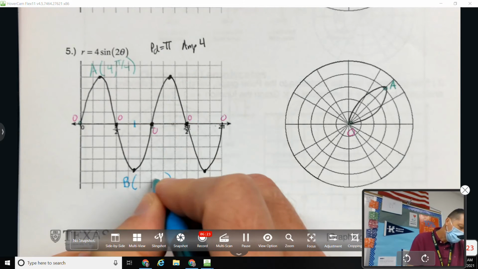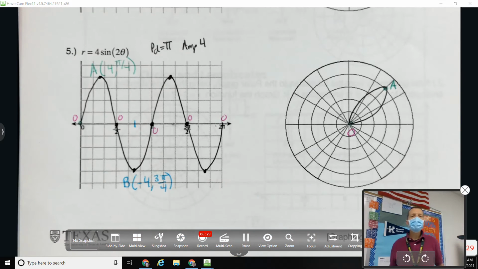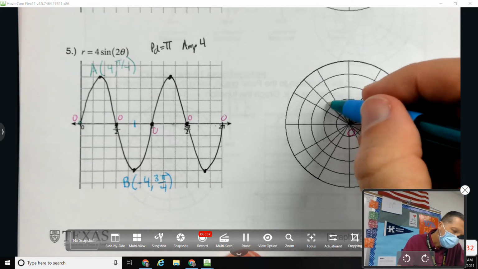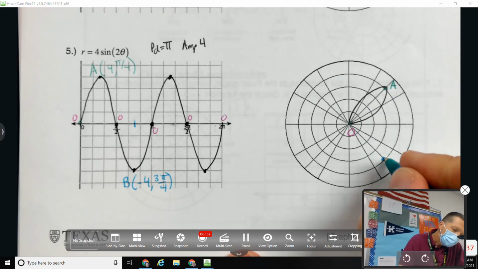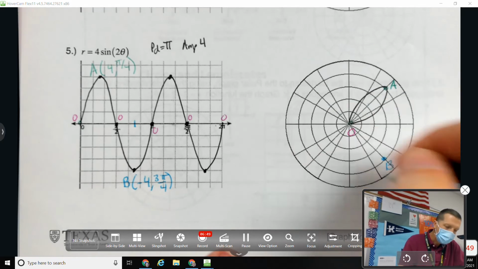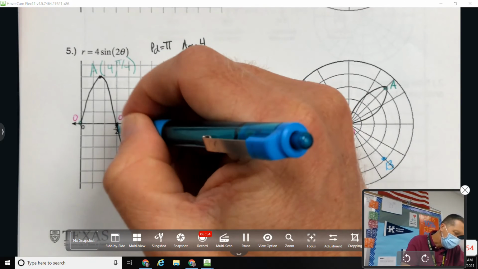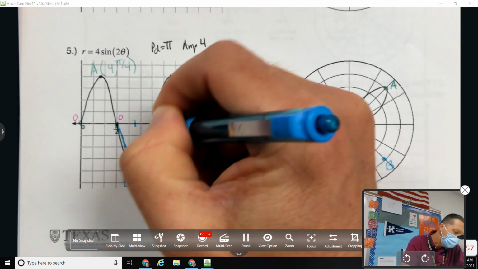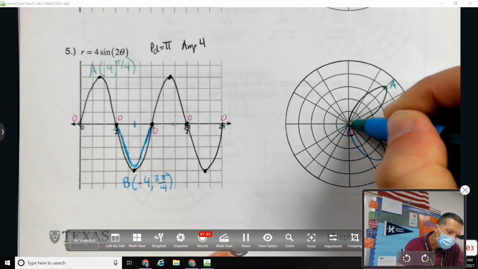Point B, 3 pi over 4, and negative 4. So we rotate to 3 pi over 4, but then back up 4. So point B lands us in the 4th quadrant, which is a little bit weird because you think 3 pi over 4 is in the 2nd quadrant, and that's right, except that the negative radius kicked us back into the 4th quadrant. And again, this little segment, this is where we tried to color code them yesterday, starts at 0 and ends at 0, so it goes out to B and back.